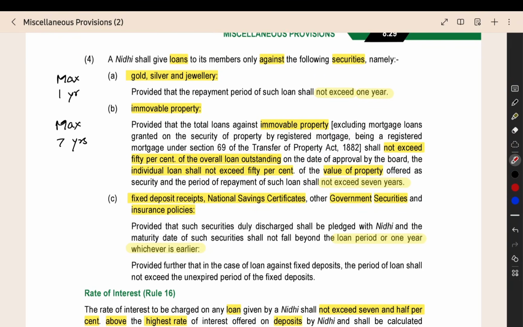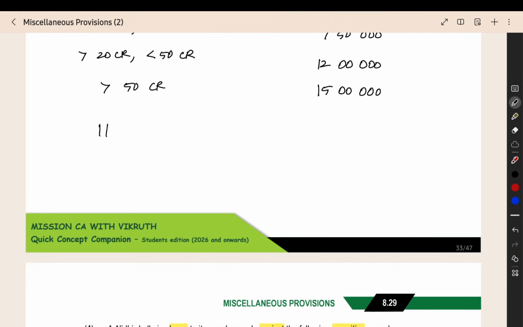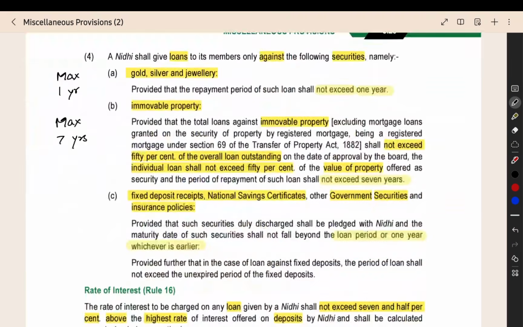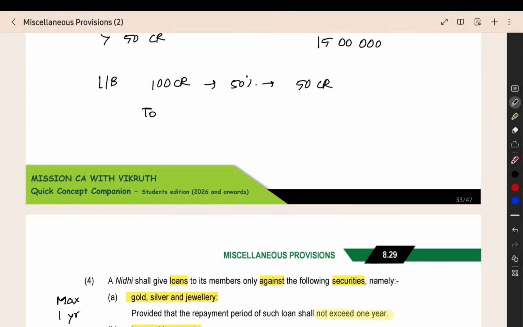Then the maximum amount of loan you are giving should be up to 50% of the value of the property. So the value of the property, for example, it's a land and building. If it is worth 100 crores, then you can give only 50%. Maximum 50 crore only you can give as loan based on that particular single land and building. Then it shall not exceed 50% of the overall loan outstanding. So here it means that, for example, we are having the total loans.